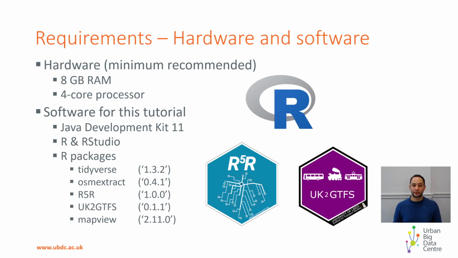Although these types of resources present several advantages, they also have some requirements both in terms of hardware and software. For this tutorial, we're going to use the example of Glasgow in Scotland. This is a medium-sized example. For this, I would recommend having 8 GB RAM memory and a 4-core processor.